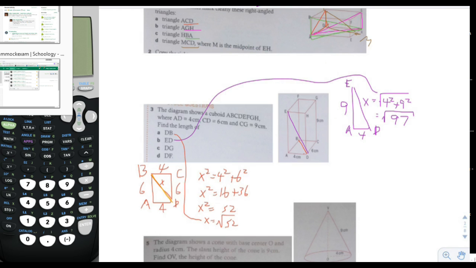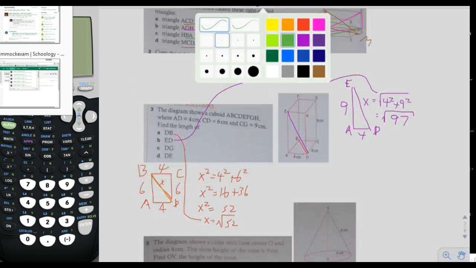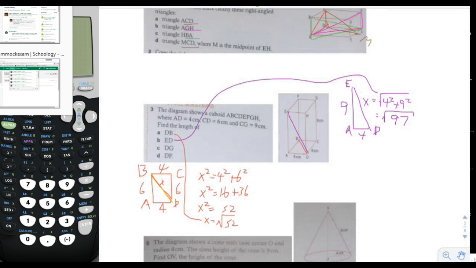Okay, and what about DG? DG is a triangle, and we're trying to find the diagonal here. The height is 9, and the bottom is 6. So this would just be equal to the square root of 36 plus 81, which is 117. So it's the square root of 117.